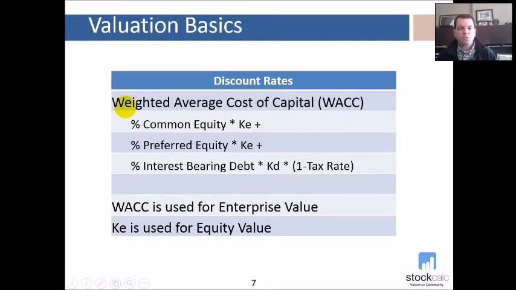These are all important because generally we calculate something called a weighted average cost of capital for a company, where we take the percentage of the company that's equity multiplied by the cost of equity, plus the percentage of the company that's preferred equity times the cost of preferred equity, plus the percentage of the company that's interest-bearing debt times the cost of the debt, and we reduce that by the tax rate because it's an after-tax cost. If we want to calculate enterprise value, we use WACC, which includes, as you see here, equity and debt. If we want to calculate the equity value directly, we simply use the cost of equity, or KE.